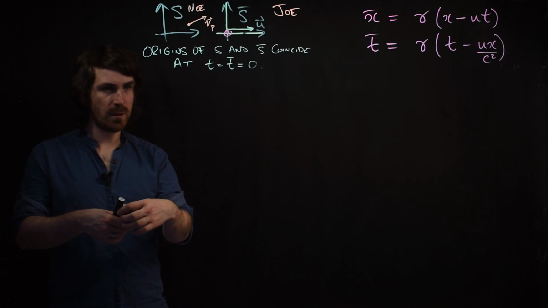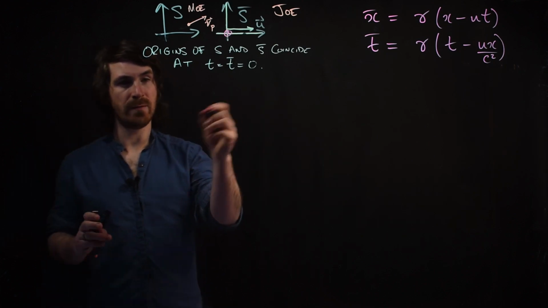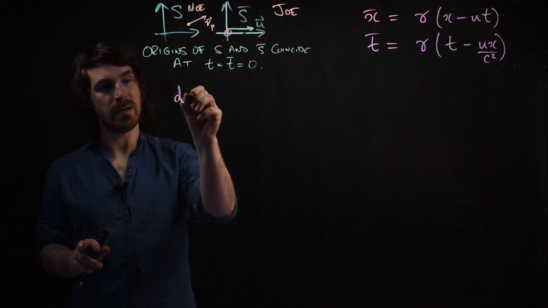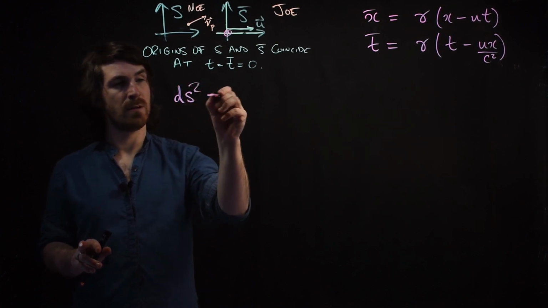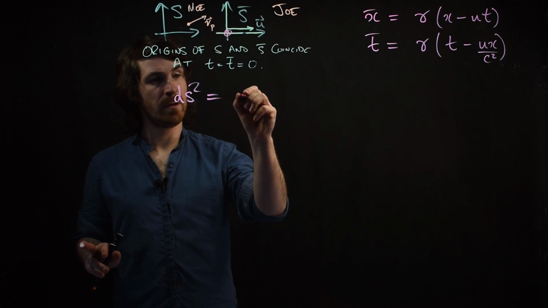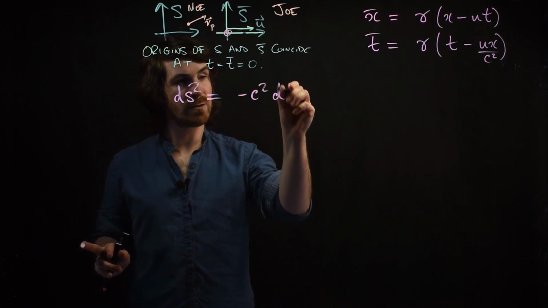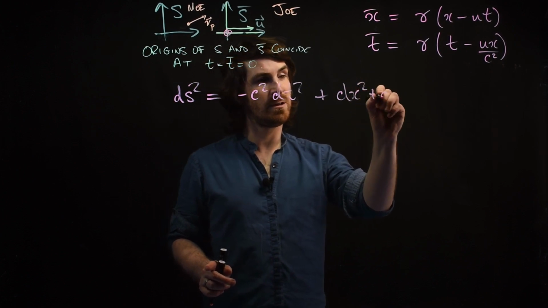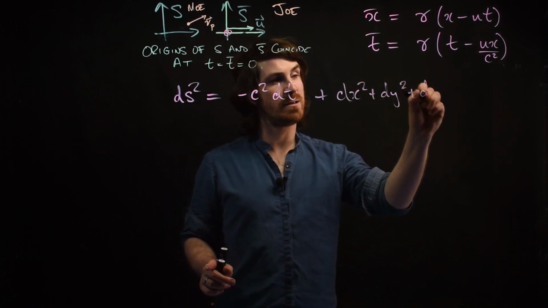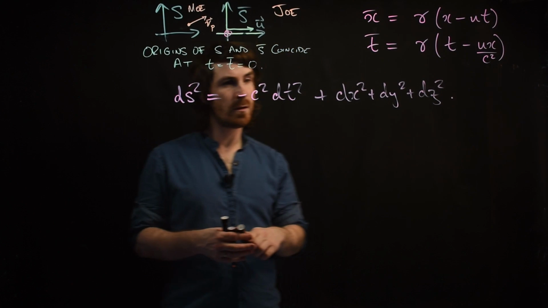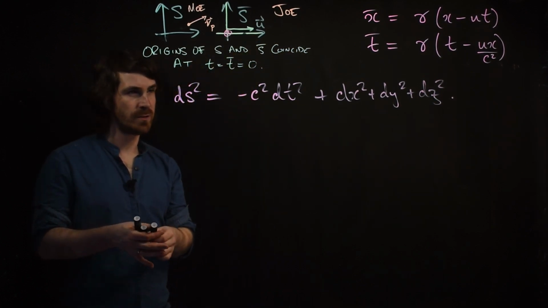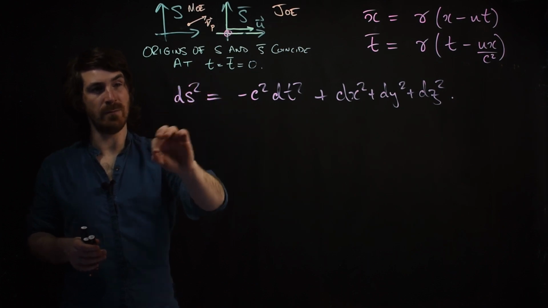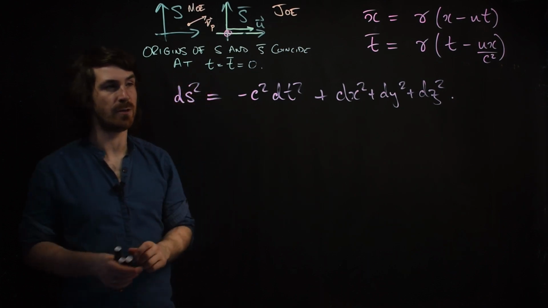Okay, so if we remember, we said that in special relativity we have this special invariant quantity, ds squared, which is equal to minus c squared dt squared plus dx squared plus dy squared plus dz squared. Okay, so this is an invariant quantity. The value of this as measured in one frame will be equivalent to the value measured in all the other frames.